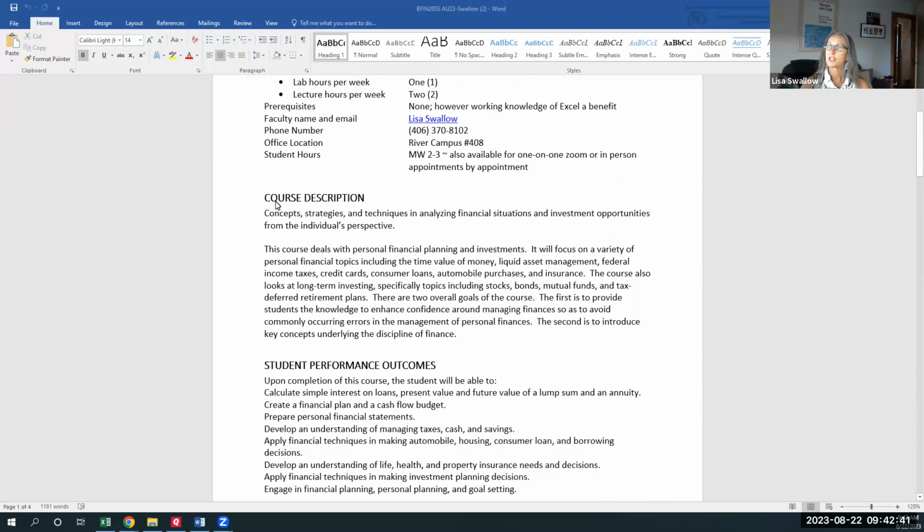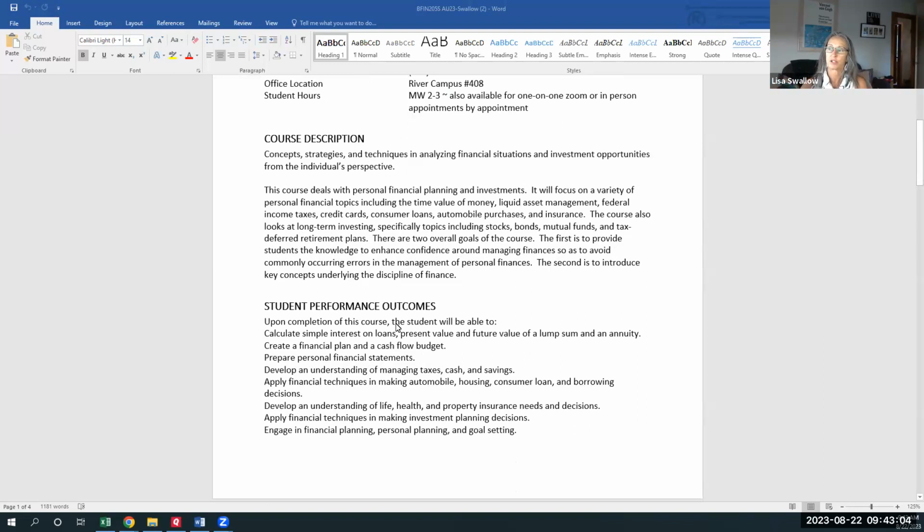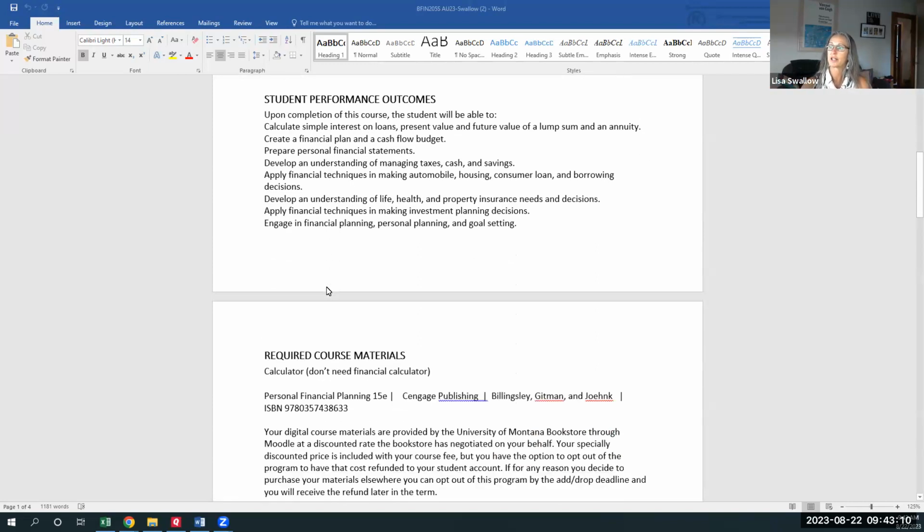So here's your course description. Here are all the topics we're going to be looking at. And the 2 big goals of the course are to help you with your own personal finances, to make a plan and learn how to manage your personal finances. And then the second is to help you understand some of the more technical concepts in finance, like time value of money and rate of return and things like that.